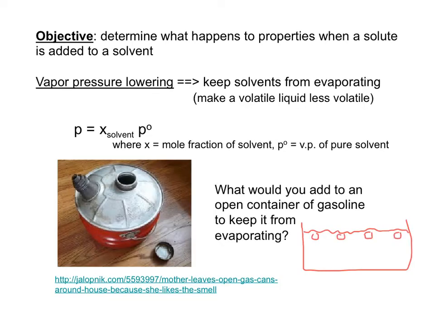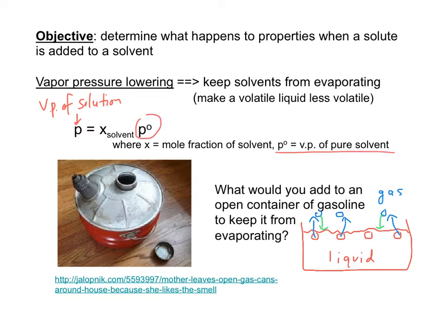Here is a picture that shows vapor pressure. Some of the liquid molecules have enough energy to escape into the gas phase. Some of those gas molecules will be returned to the liquid. The pressure exerted by the gas on the surface of the liquid is called vapor pressure. When a solute is added to a solvent, the vapor pressure of the solution is lower than the vapor pressure of the pure solvent. Adding a solute can keep a solvent from evaporating.